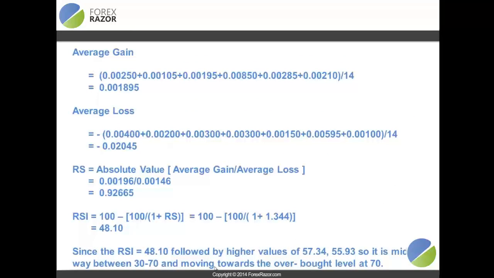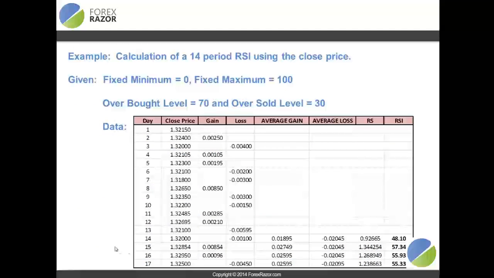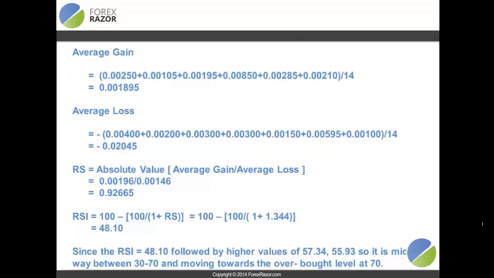Since the RSI is 48.10 and is followed later on by higher values of 57.34 and 55.93, we interpret that the RSI is midway between 30 and 70 and is moving towards the overbought level at 70.